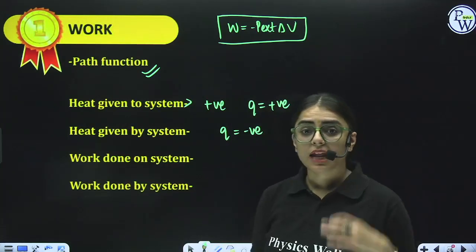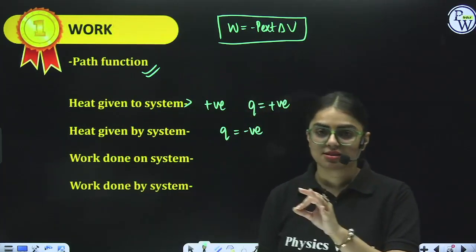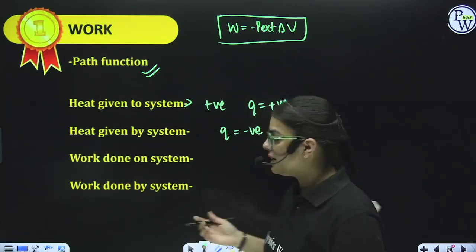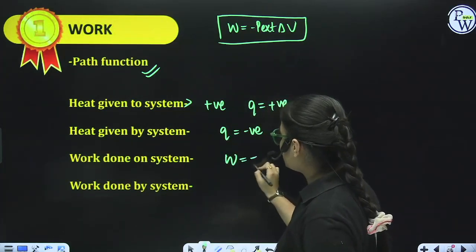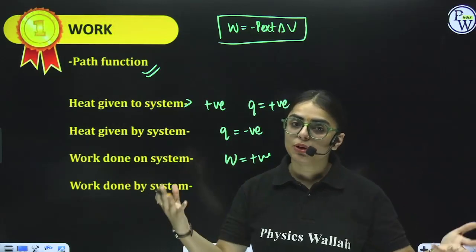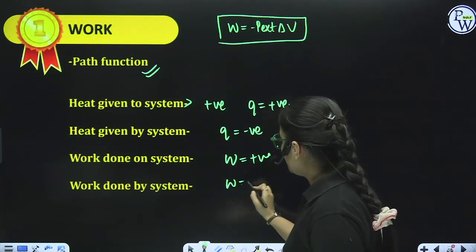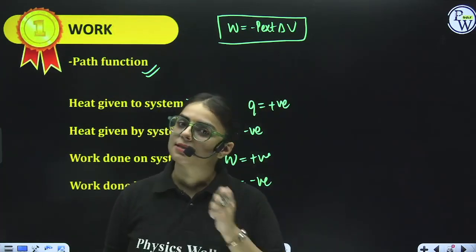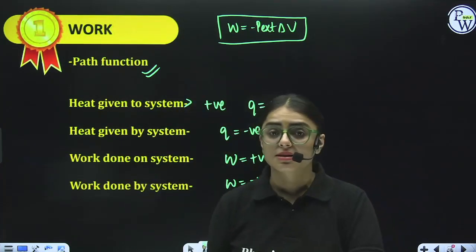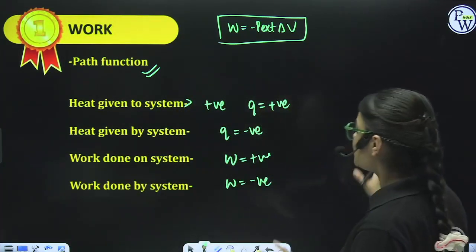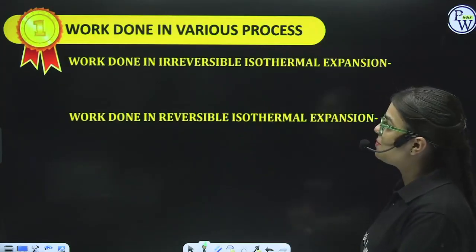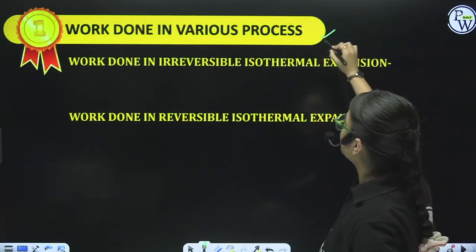Next comes work done on a system. Let us say I am a system and work is being done on me. So again it is a positive value. And work done by a system, that means I am doing the work, so that becomes a negative value. This is my way to explain how you can learn it: heat given to the system, by the system, work done on the system, by the system. These are the sign conventions that you need to remember. Clear, students? Now comes the next part, work done in various processes.